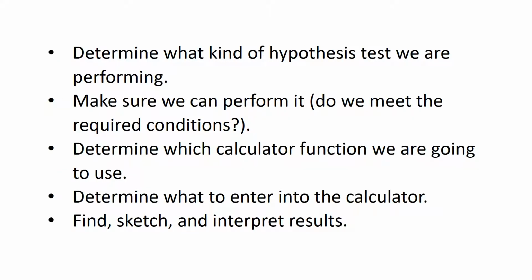We are going to, in this chapter, figure out what kind of hypothesis test we are performing, and make sure we can perform it by checking that the required conditions are met. If we don't meet the required conditions, we can't use the strategies we learn in this chapter, and we're not going to learn anything else. So we need to have samples and populations that meet certain conditions in order to do the testing we're going to learn how to do. We're going to figure out which calculator function to use, what to put into the calculator, how to use the calculator to find results, and then sketch and interpret.